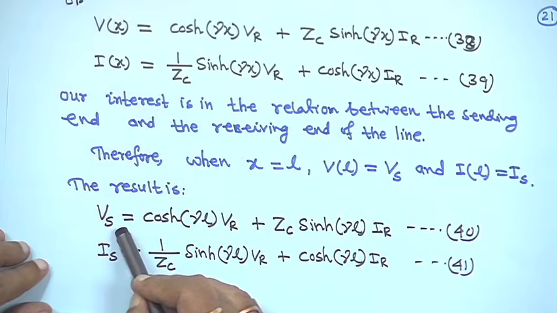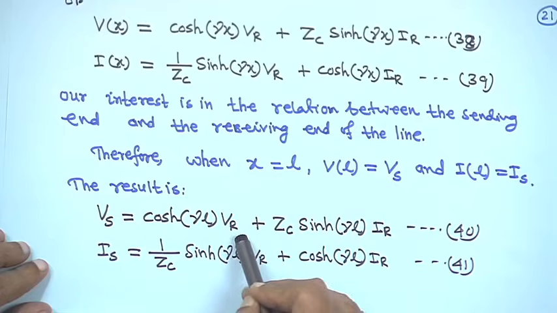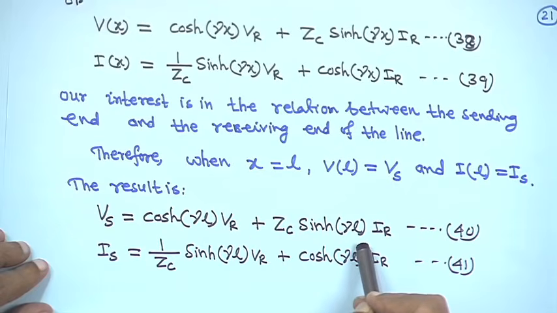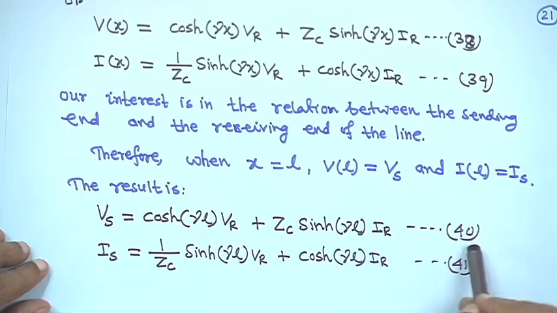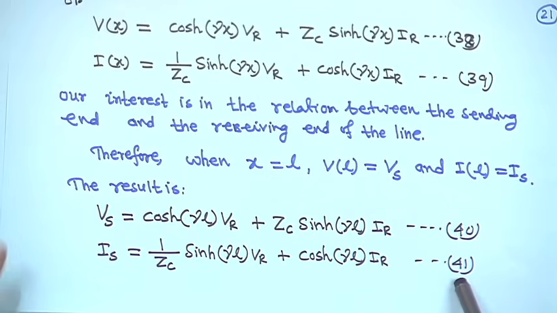So, V s is equal to, instead of gamma x it will be cos hyperbolic gamma L into V r plus Z c sine hyperbolic gamma L into I r. This is equation 40. Similarly, I s is equal to 1 upon Z c sine hyperbolic gamma L into V r plus cos hyperbolic gamma L into I r. This is equation 41.